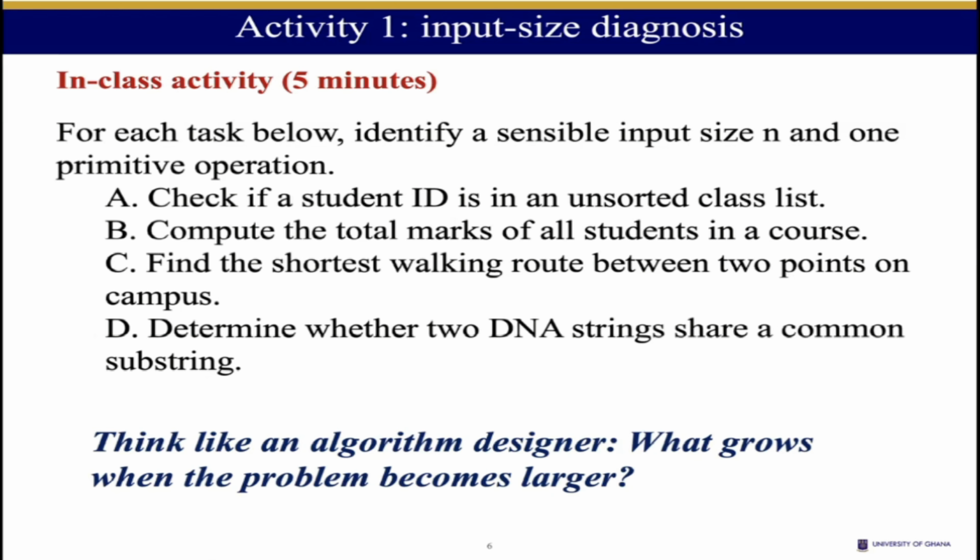So with C, the input size is the number of intersections or landmarks on the campus, the points available, and then the number of paths connecting them on each of the campus maps. And then with the operations, after adding the distances of the points, you calculate the distance and then you find the shortest one among them. Okay. D.